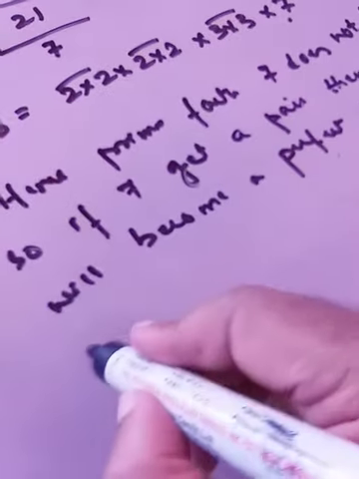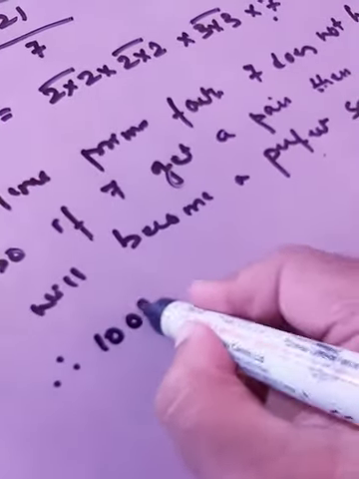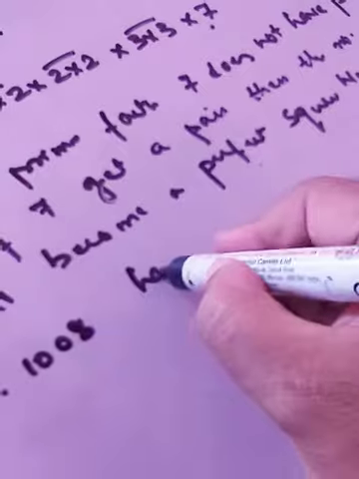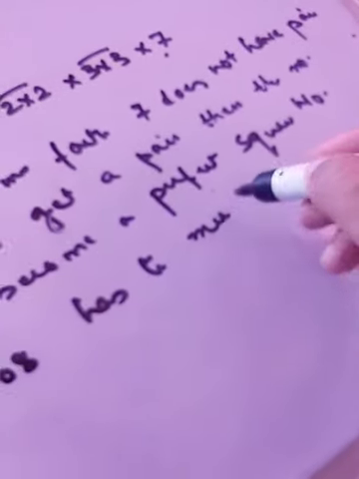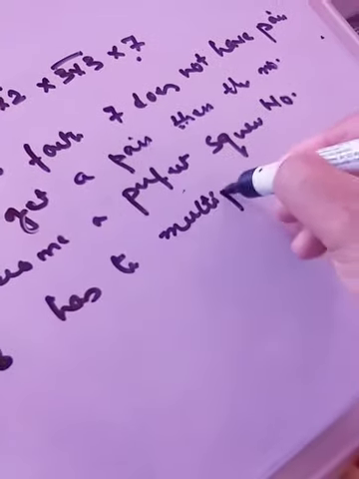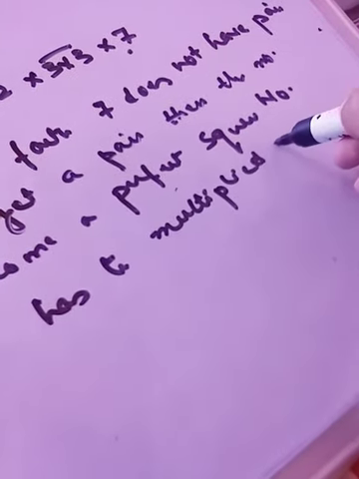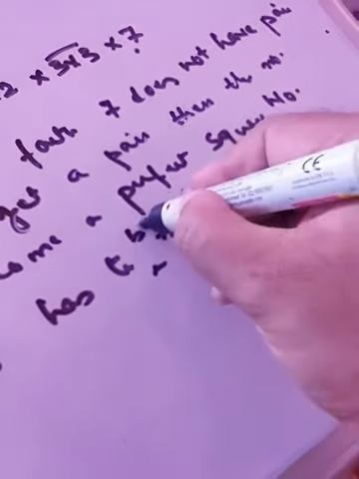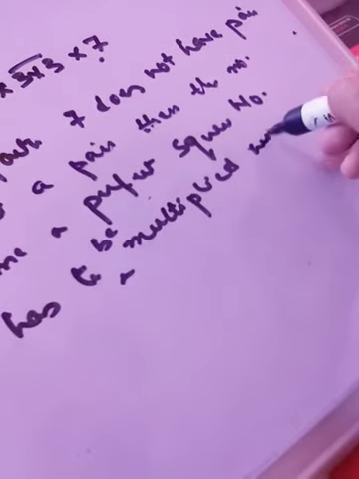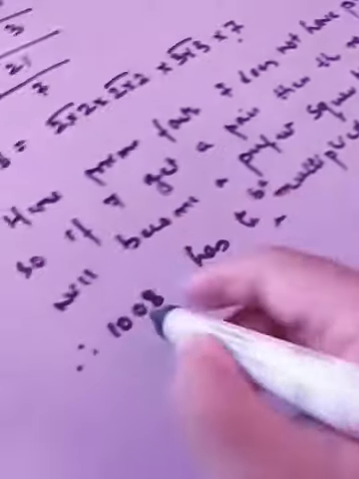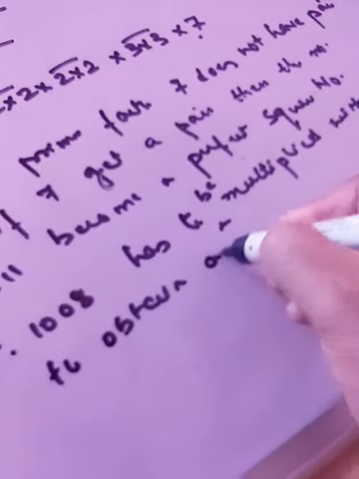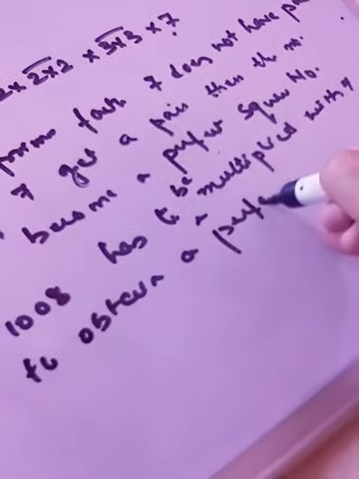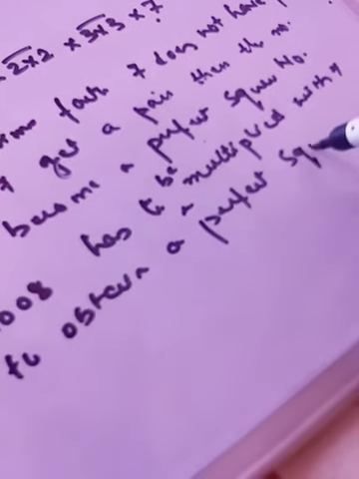Okay, so therefore 1008 has to be multiplied with 7 to obtain a perfect square. So we have answered the first question, which is the smallest number, 7.